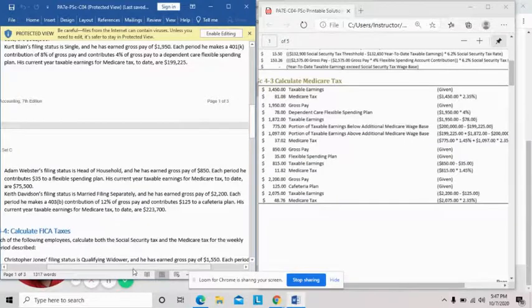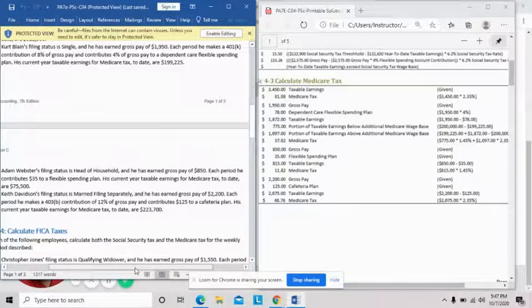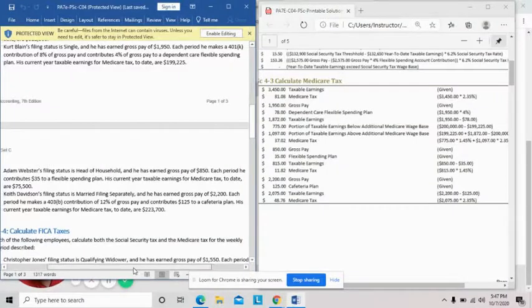Adam Webster. Adam Webster's filing status is head of household, and he's earned a gross pay of $850. Each period he contributes $35 to the flexible spending plan. His current year taxable earnings for Medicare tax to date are $75,500. So look at the gross pay that's given here. But the spending plan is also given. To find the taxable earnings, all we do is subtract those two amounts, gross pay minus the flexible spending plan. Then we multiply that by the 1.45% rate to find the Medicare tax.